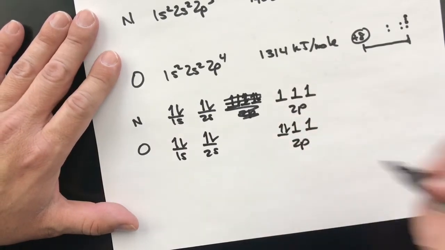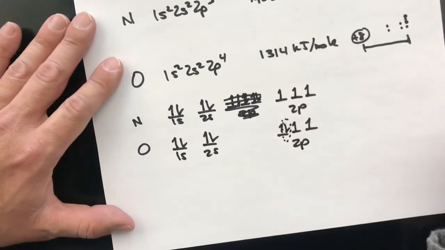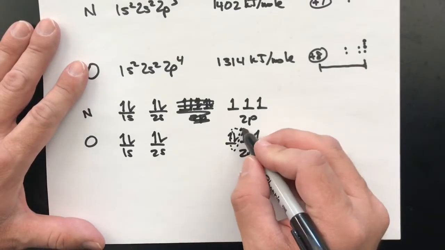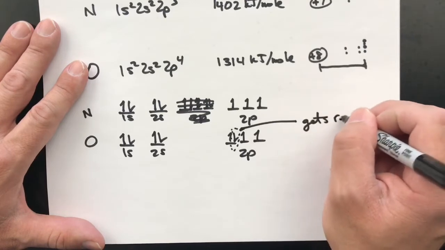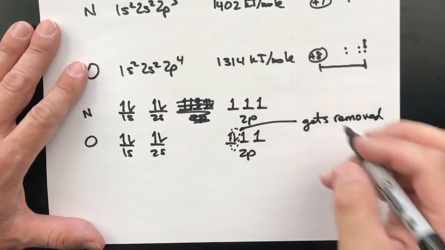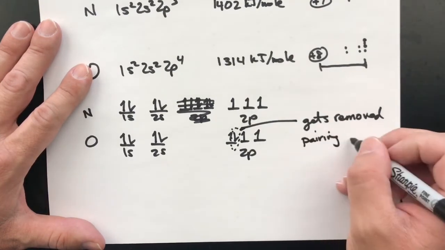It turns out that this 4th electron here, this one here that got paired up, is actually a little easier to remove than you would normally think, okay? So this electron here is the one that gets removed. It gets removed, and it takes a little less energy than you would normally think to remove it, all right? This is referred to as pairing repulsion or pairing energy sometimes.